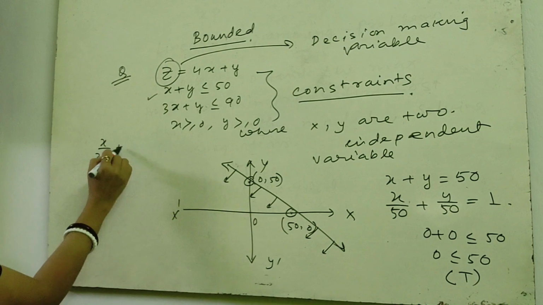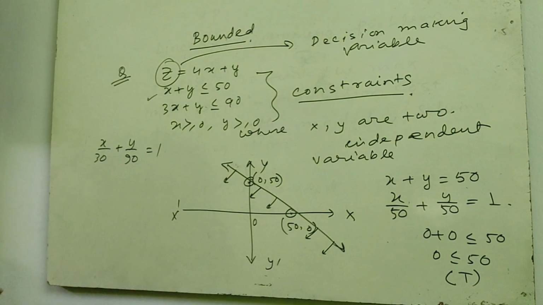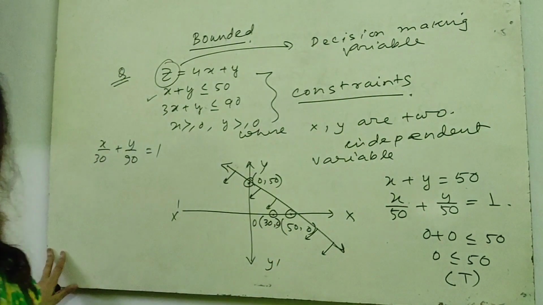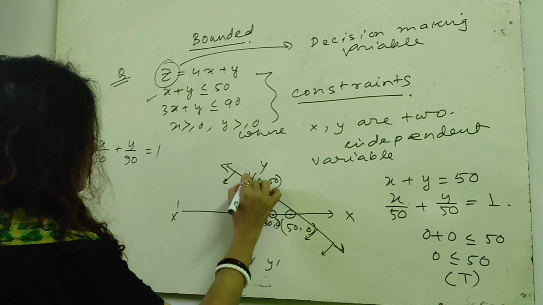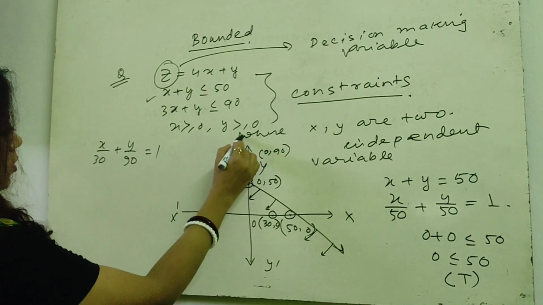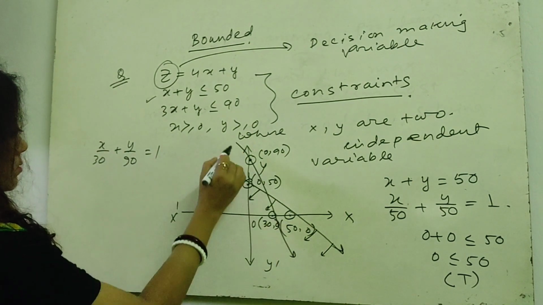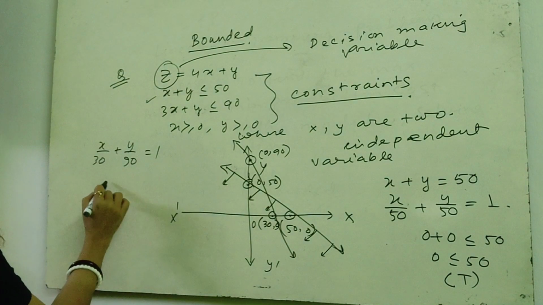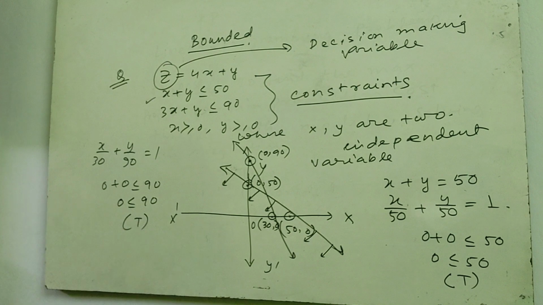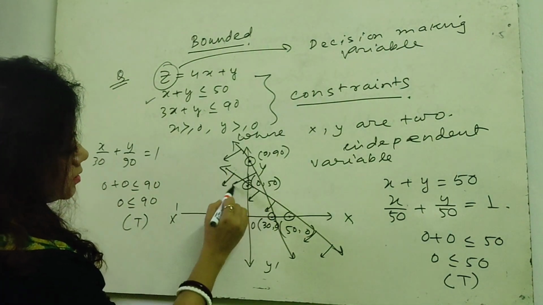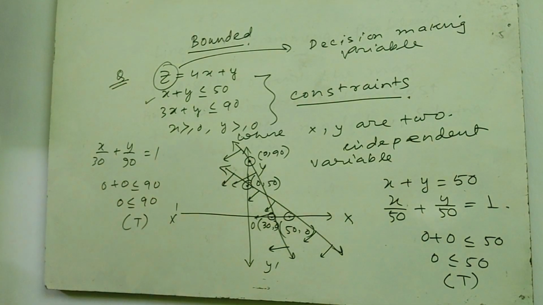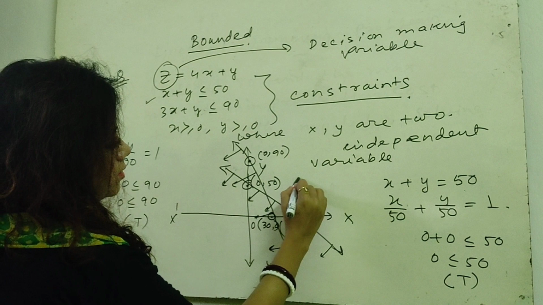Okay. Now let's draw this. x by 30 plus y by 90 equal to 1. x by 30, suppose it is here, 30, 0. y by 90, suppose it is here, 0 comma 90. Now you join these two points, and if I put 0 comma 0, 0 plus 0 less than or equal to 90 is true. The arrows will come towards the origin.